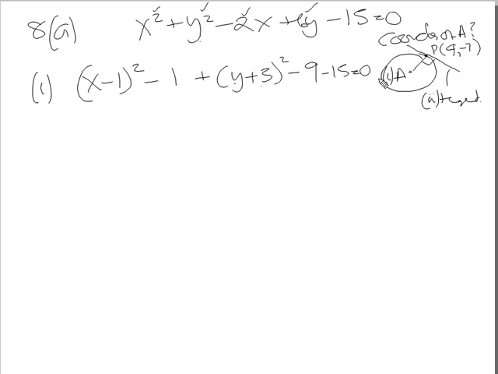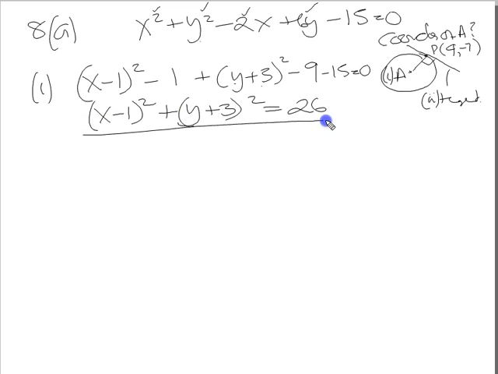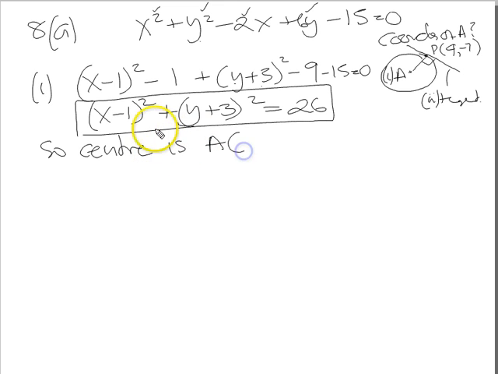Okay? So, what have we got then? We've got x minus 1 squared plus y plus 3 squared, and then the minus 1 minus 9 minus 15 is minus 26, and I can write that over the other side as 26. This is the equation then in standard form of a circle, so we can read off. So centre is A, the coordinates will be 1, and this will be minus 3, wouldn't it? There's our circle, 1, minus 3, and that's part 1.